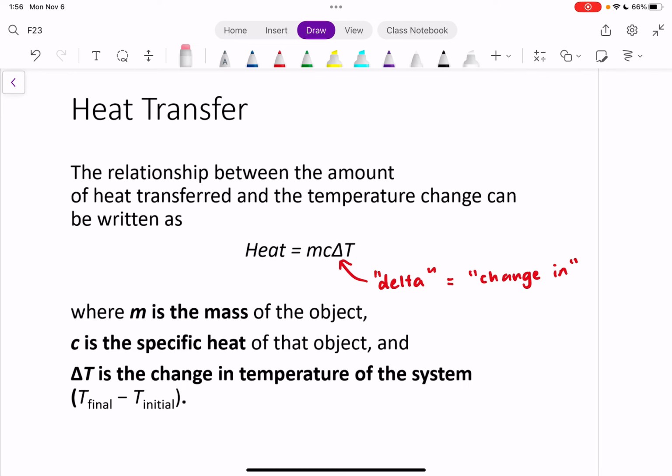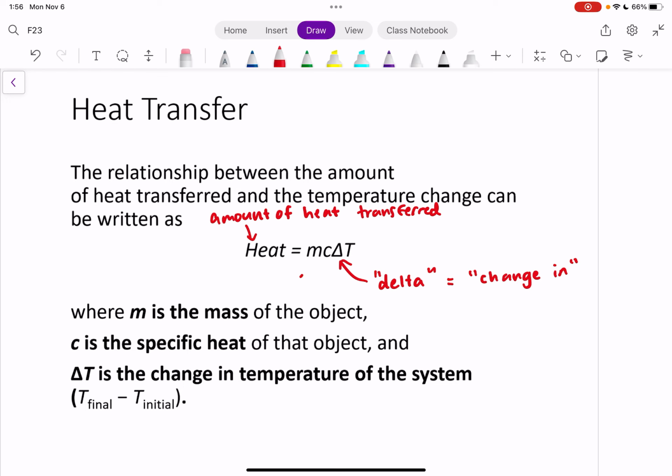So, let's break this down a little bit further. Heat is on the left side. So that's the amount of heat transferred, right? And remember, when I say heat, I'm talking about heat energy, a type of energy, not a temperature. It's different. Temperature is how we measure how hot or cold something is. Heat is a type of energy.